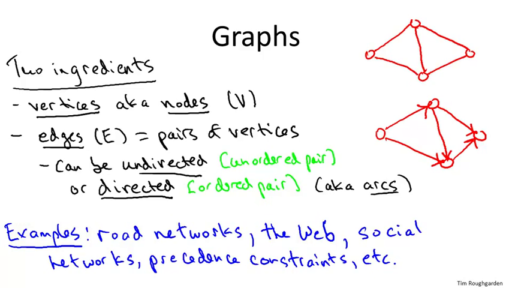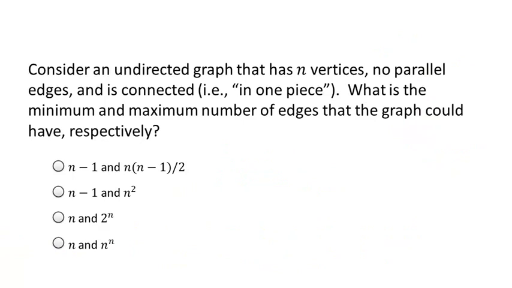So the next quiz asks you to think about how the number of edges m can depend on the number of vertices n. In particular, I want you to think for this quiz about an undirected graph. It has n vertices. There's no parallel edges. Okay, so for a given pair of vertices, there's either 0 or 1 edge between them. Moreover, let's assume that the graph is connected. Okay, so I don't want you to think about graphs that have 0 edges.